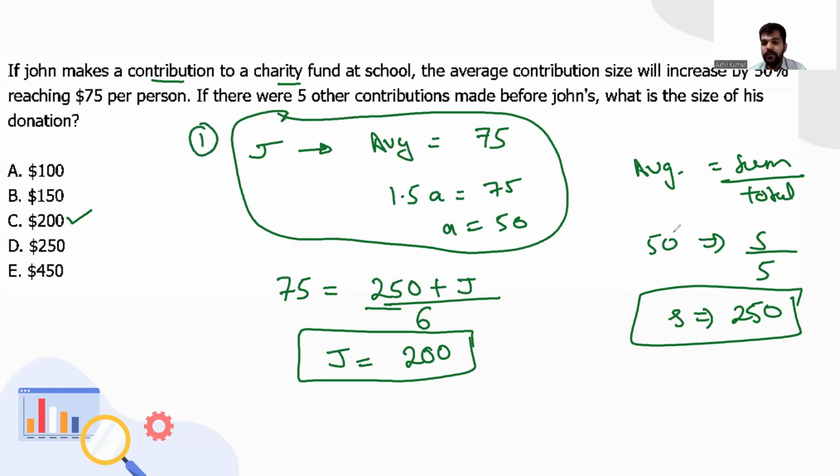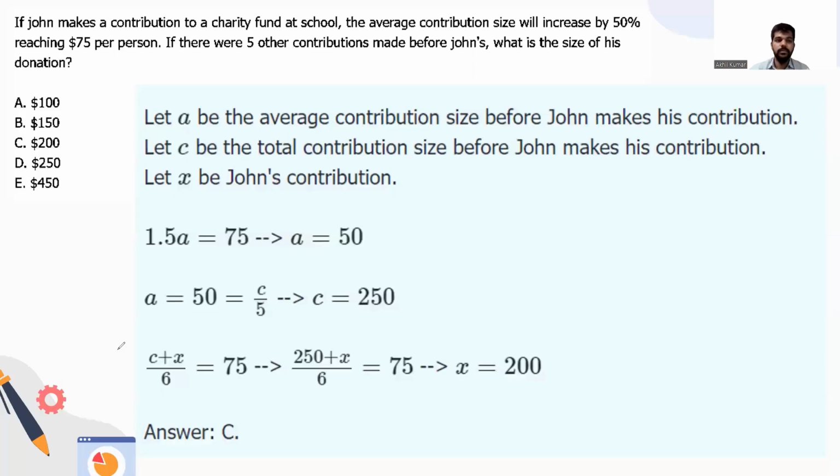Once John came, we had figured out the average value before John came. Now we find the total sum of the values. This is step number 2. And at the end, by using the average formula again, we find the size of the donation that John has given. That is $200. This is step number 3. I hope that all the steps are clear. This is the complete explanation which we have already discussed.